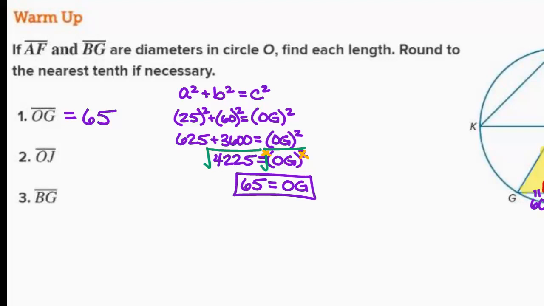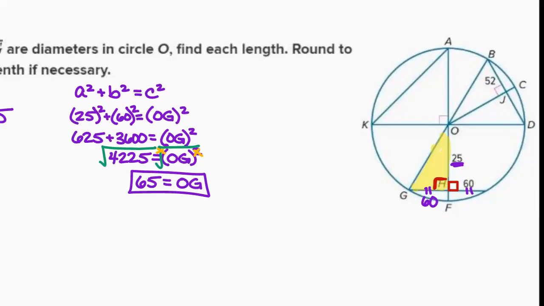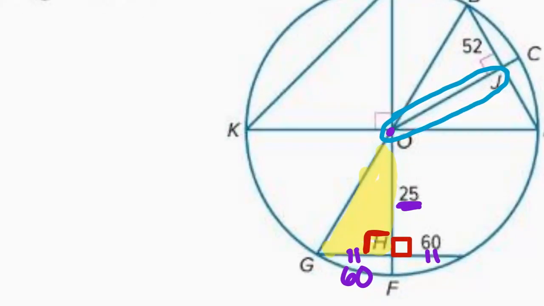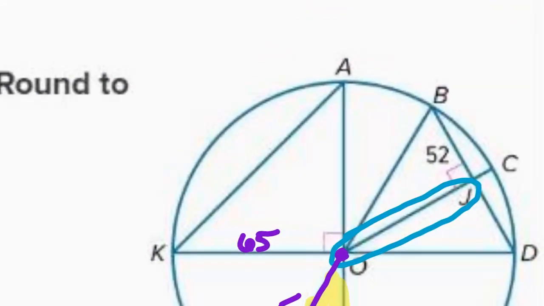Next, we are supposed to find the length of OJ. Here's OJ. I'm going to go ahead and add what we just found for our radius onto our picture. From O to G is 65. If from O to G is 65, what's the length from O to K? 65, because that's another radius. What's the length from O to A? 65.